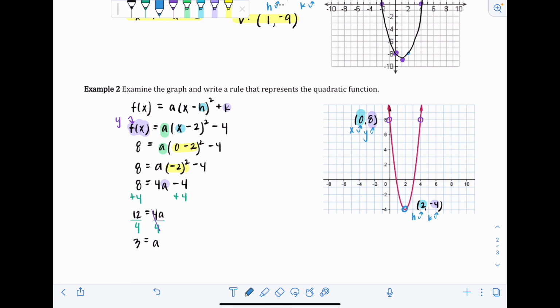And then from there, I just need to take that 3 and plug it back into the equation for a, the one that has the h and the k plugged in. So it would be f of x equals, a is 3, so 3, and then parentheses x minus 2 squared, and then minus 4. So f of x equals 3 times x minus 2 squared minus 4.